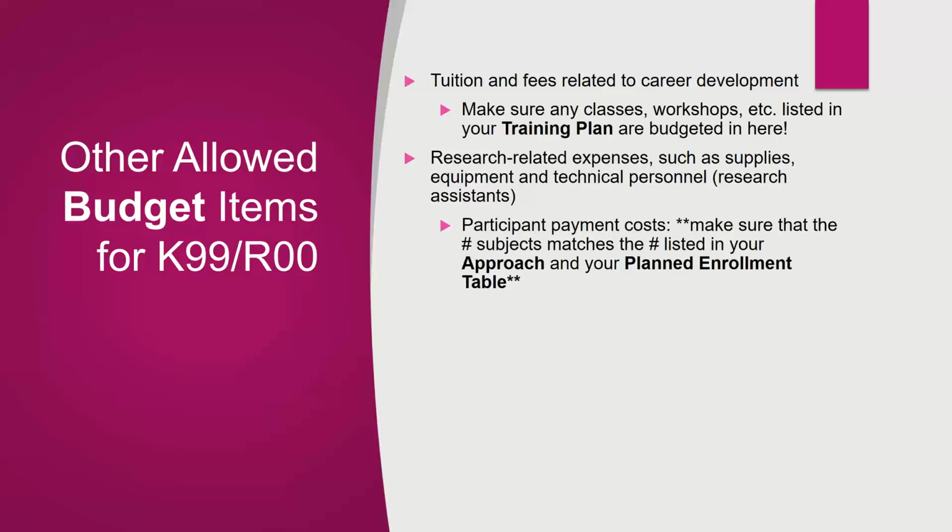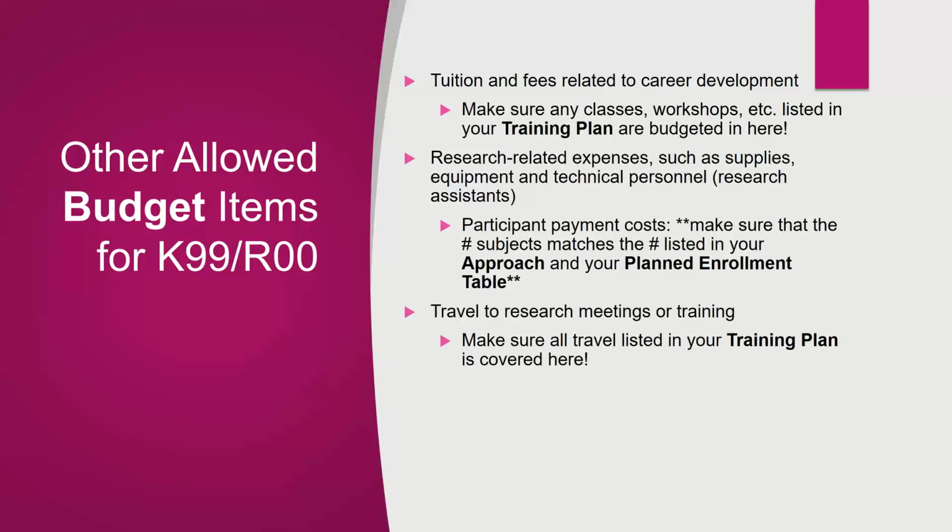You can include participant payment costs, but make sure the number of subjects matches the number listed in your approach section in terms of how many subjects you propose to enroll in your study, and your planned enrollment table. And we'll get to that planned enrollment table down the line. Your budget can include travel to research meetings or training. Make sure all of your travel listed in your training plan is covered in your budget. They have to match.